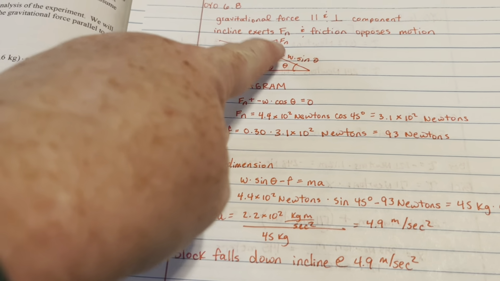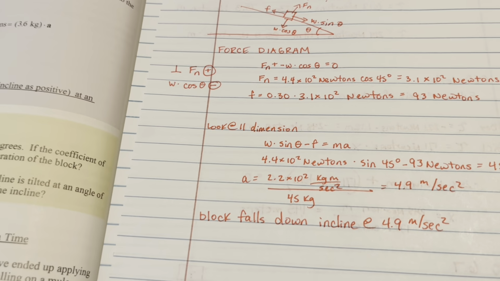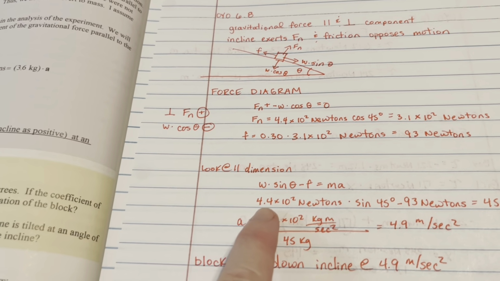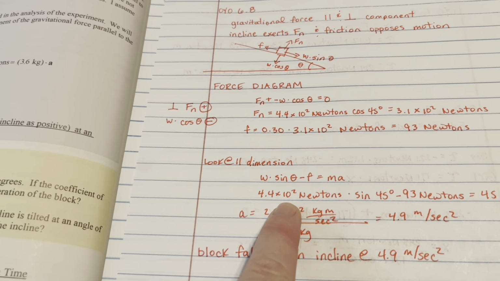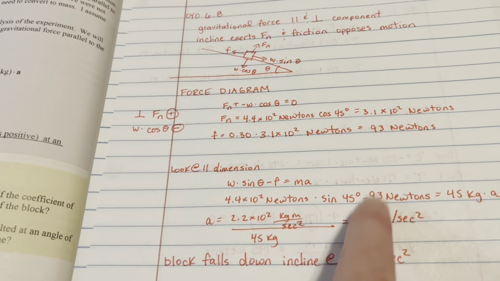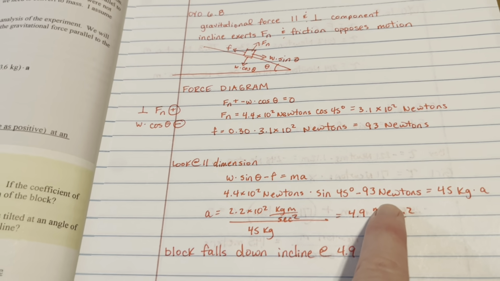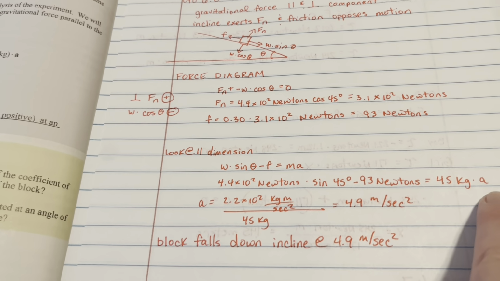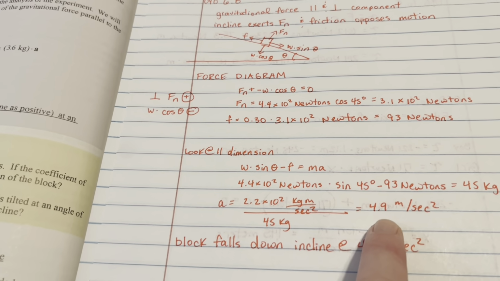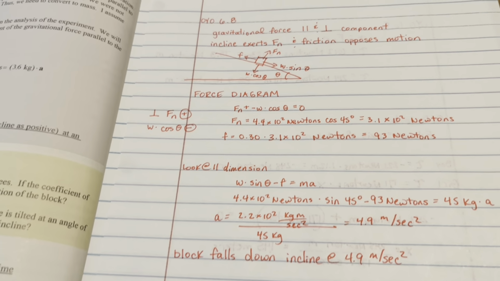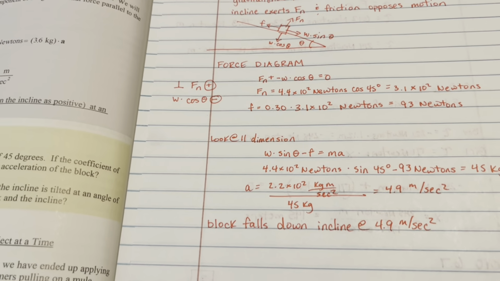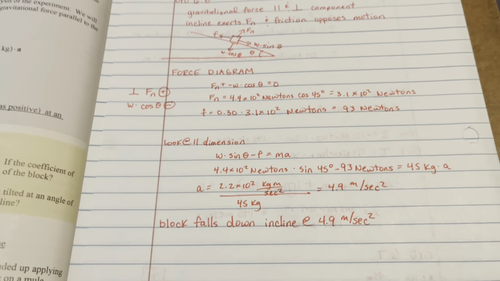So I'm going to have right here my weight times sine of my angle minus friction equal to mass times acceleration. So we have 4.4 times 10 to the second newtons, we talked about that previously, times sine of 45 minus my friction, 93 newtons. And then I'm going to get 45 kilograms times my acceleration, and that's what I'm looking for. So when I rearrange and solve, I'm going to get 4.9 meters per second squared. So the block's going to fall down the incline, and it's going to be positive, because that's how I labeled it, at an acceleration of 4.9 meters per second squared.